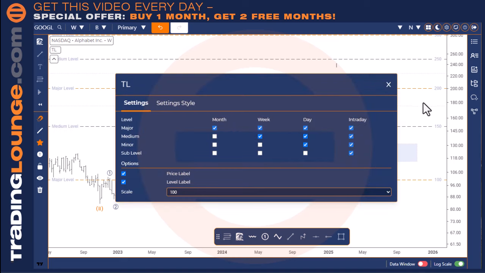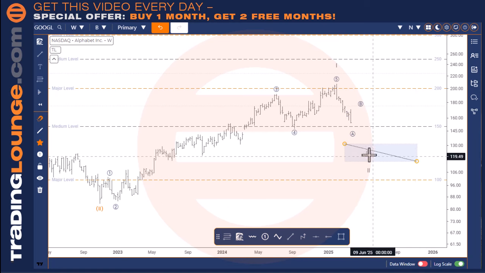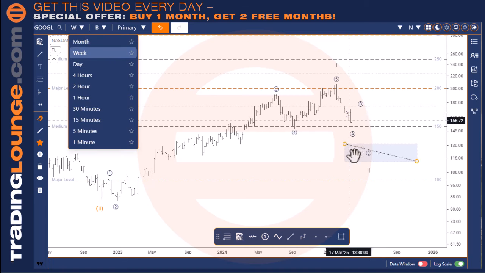this zone here as well. So a bounce off the 150 and a 3-wave move back up at that point, and then down again into the sort of 120, 130 sort of area here.